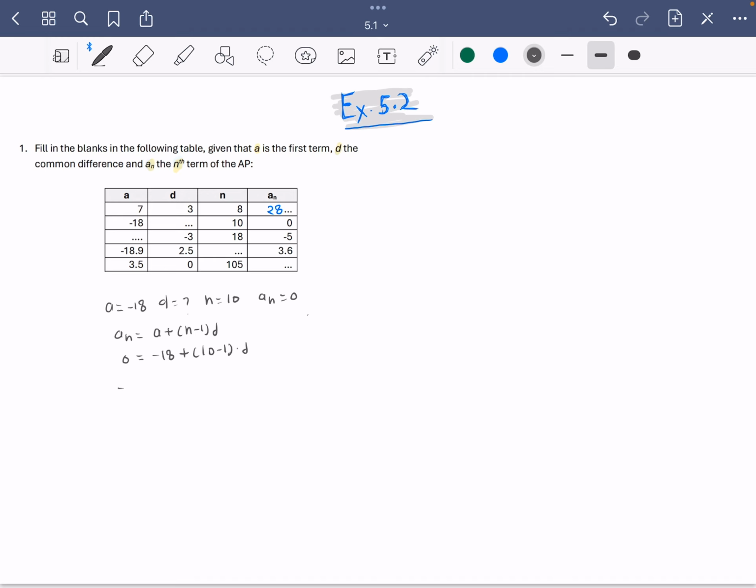We'll bring 18 over to the left side. Negative 18 becomes positive 18, which is equal to 9 times D. So D is going to be 18 over 9. We divide both the sides by 9. It's going to be 2. So D is going to be 2.